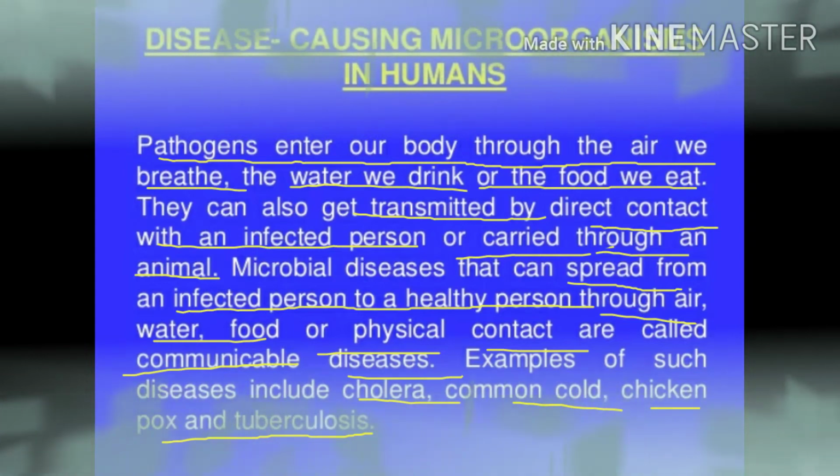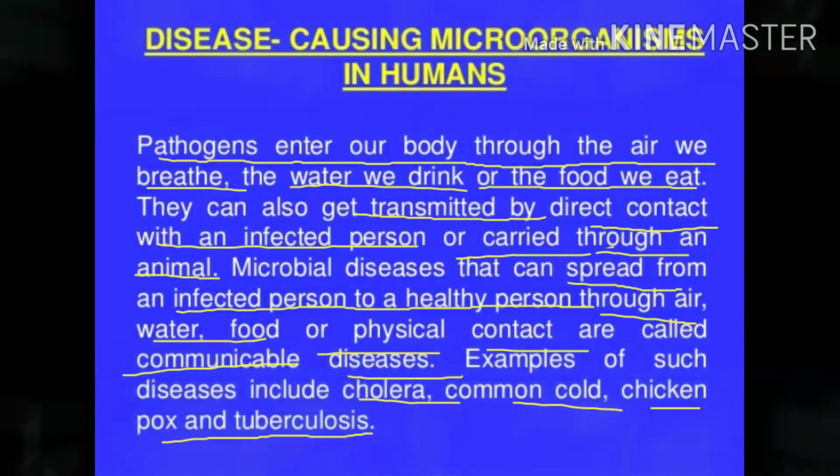In this slide we have discussed disease-causing microorganisms in humans and how these diseases are caused in human beings, either from food, water or the air we breathe. First we should know what is disease. Any condition that causes the systems of a plant or animal to not function properly. Disease is nothing but the condition where the system of that person is not functioning properly. That is called disease.